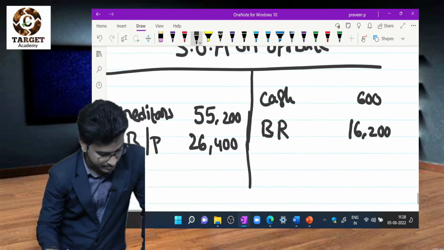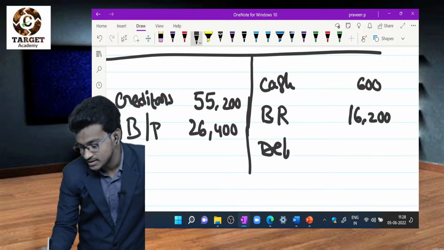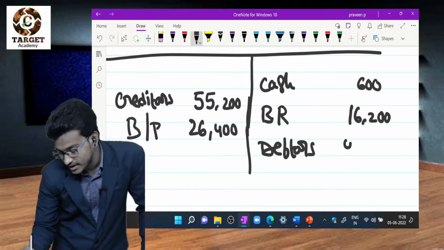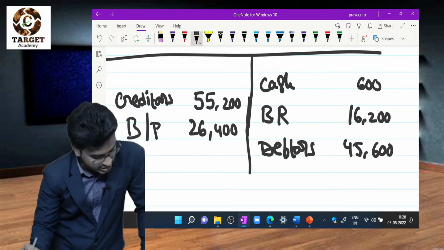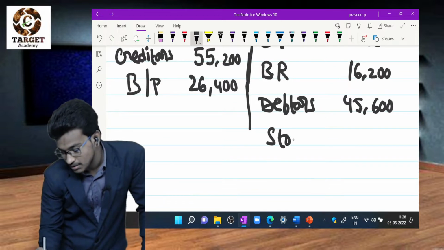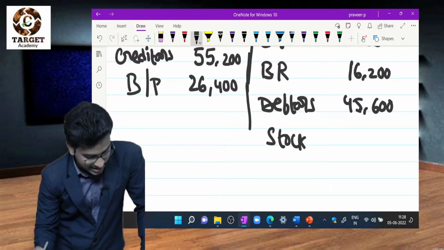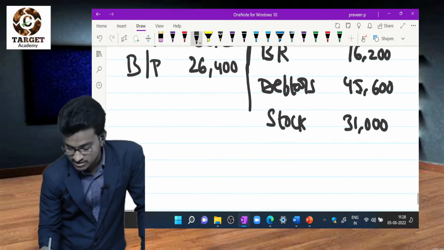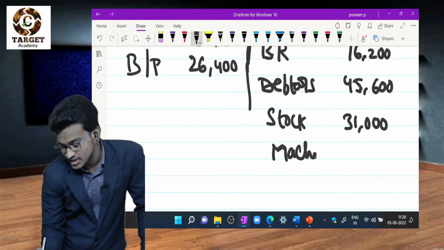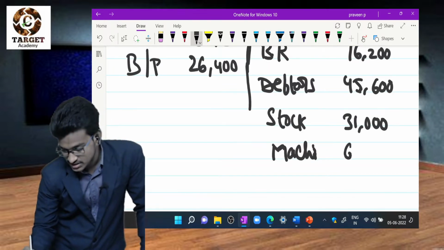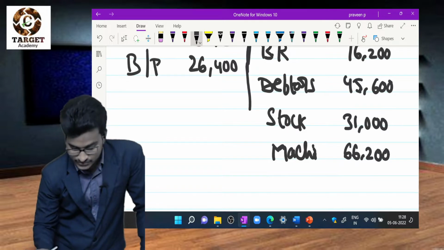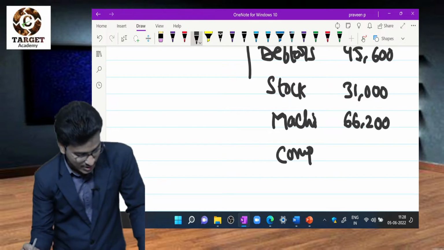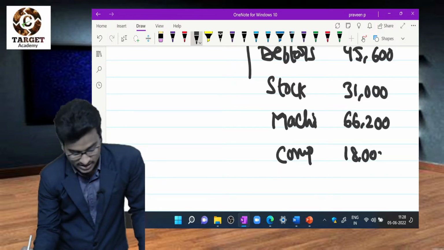16,200. Next one, debtors, asset or liability? Superb, asset. How much? 45,600. Next one, stock in trade. Asset or liability? Stock is an asset, not a liability. How much? 31,000. Next one, machinery. This is also an asset. How much? 66,200. Then computer, asset or liability? Always asset. There is no concept of liability. 18,000.